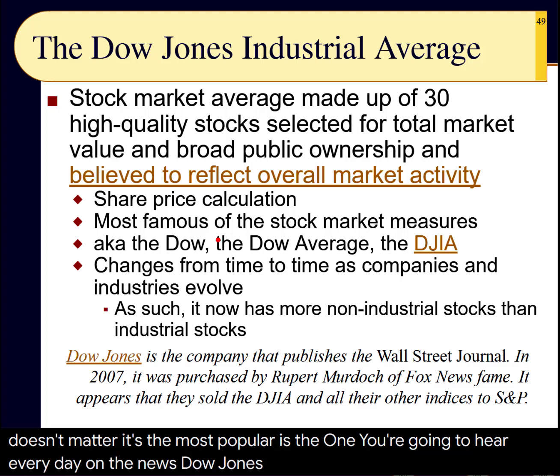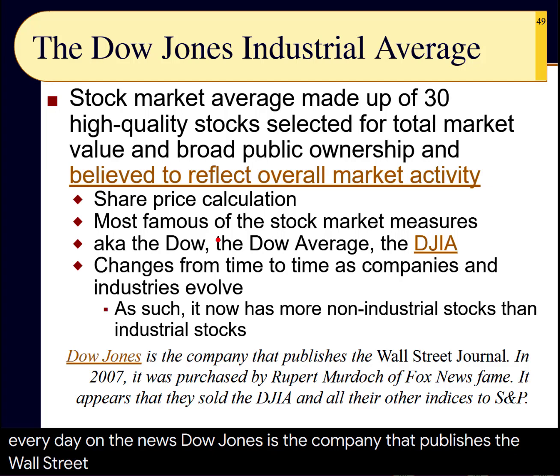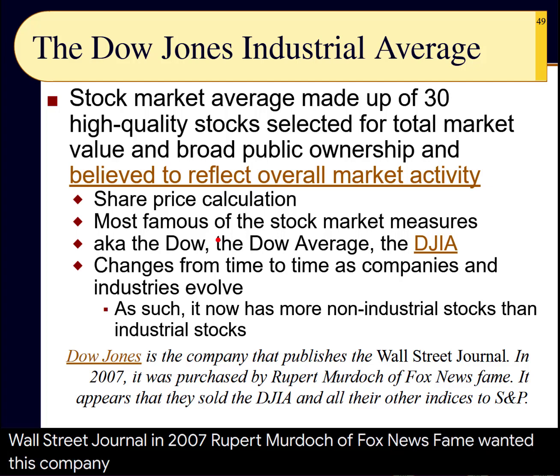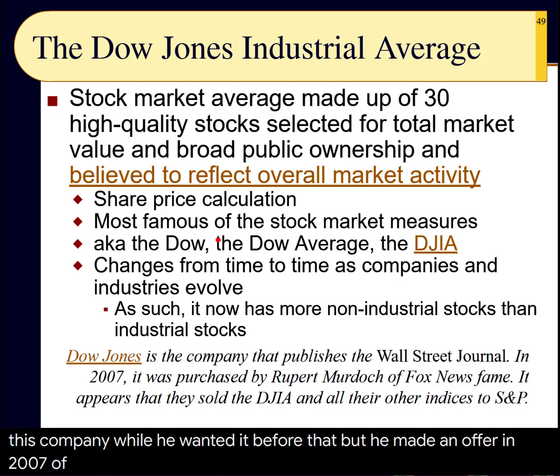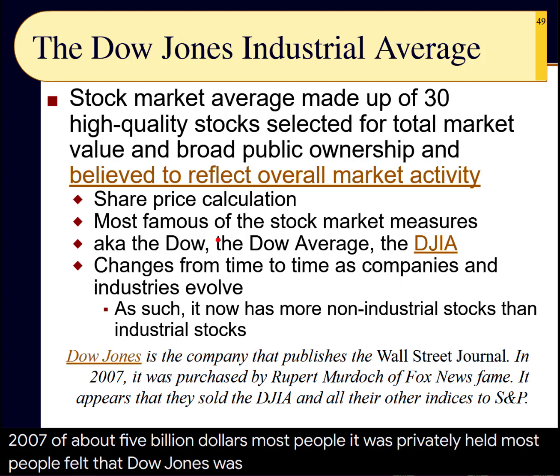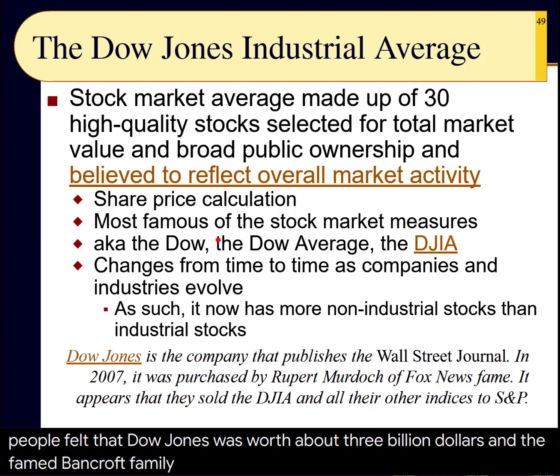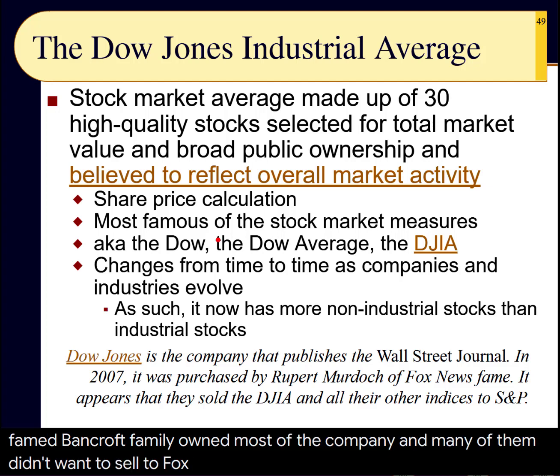Dow Jones is the company that publishes the Wall Street Journal. In 2007, Rupert Murdoch of Fox News fame wanted this company. Well, he wanted it before that, but he made an offer in 2007 of about $5 billion. It was privately held. Most people felt that Dow Jones was worth about $3 billion. And the famed Bancroft family owned most of the company. And many of them didn't want to sell to Fox News because of their penchant for lying.